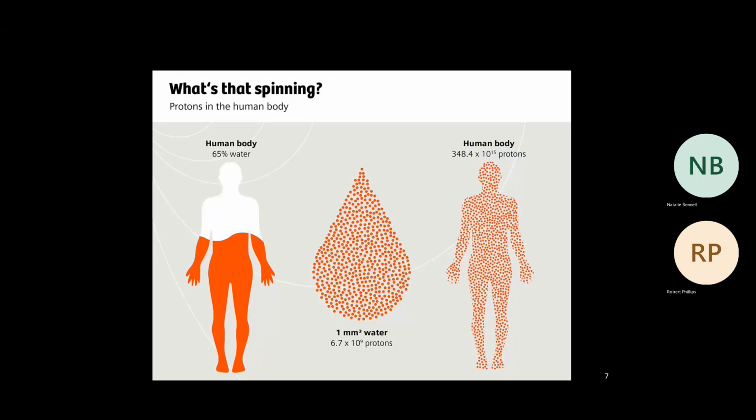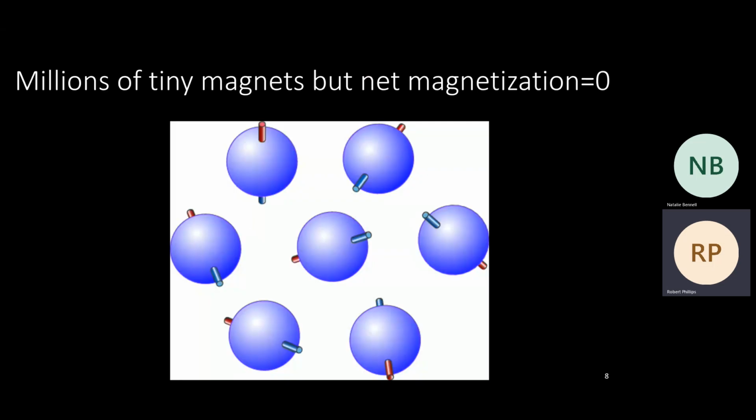For example, more than 60% of our body is made up of water, and 1 drop of water consists of 6.7 times 10 to the power 9 protons. So the question may arise, if we are made up of tiny magnets, why are we not magnetized? The answer is that nature doesn't want us to be magnetized. All these protons are randomly distributed in such a manner that they cancel out their magnetic field, and the net magnetization becomes 0.